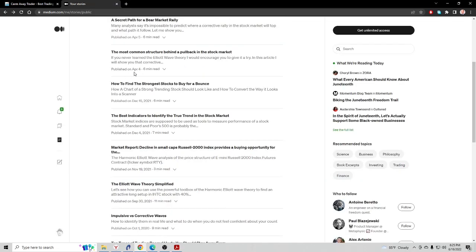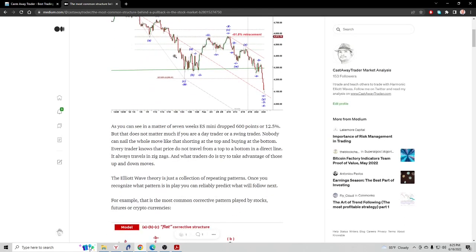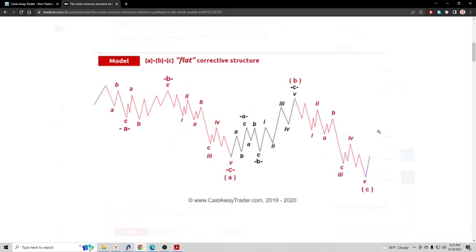Now you can look at my article posted on April 4th on medium.com, the most common structure behind a pullback in the stock market. We are going to look at the fractal posted in that article, that standard ABC down fractal. If we topped in January 2022 here, we would expect a large ABC down structure where the first leg down would itself be subdivided into 3 waves, and it would look like ABC down structure.